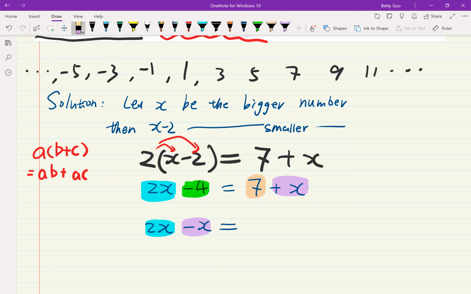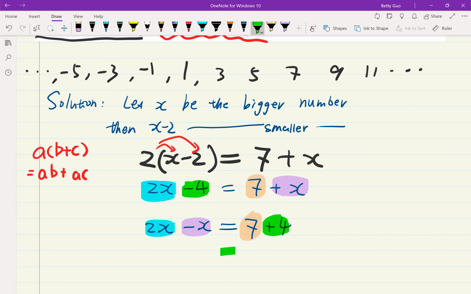I'm going to keep the 7, the orange, I don't change anything. I'm going to move the green over. Negative becomes positive, right? Positive 4. Negative becomes positive. Do you agree with what I did? Okay, you need to practice, you need to repeat. Then you can do it later yourself.